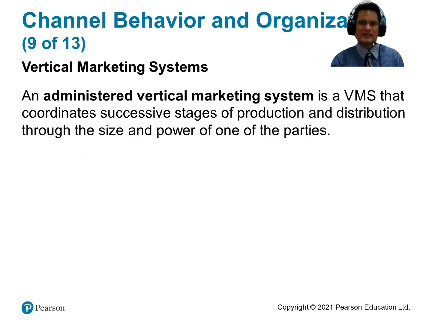An administered vertical marketing system is a VMS that coordinates successive stages of production and distribution through the size and power of one of the parties. So inside the collaboration of the separate players in the marketing system, there is one that has more power compared with the rest of the players. That is what they call an administered vertical marketing system.